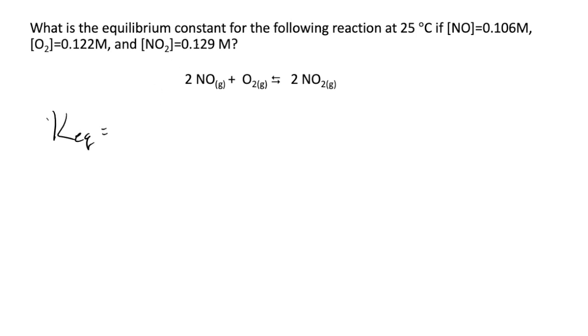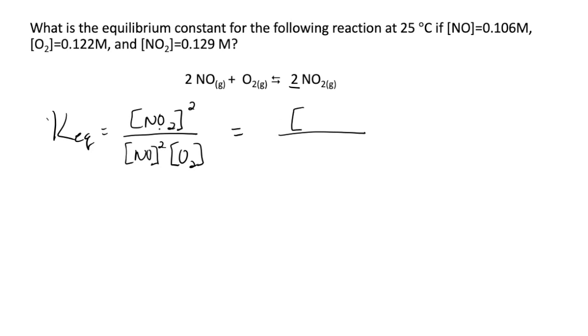So in this case, our product is NO2 raised to the second power because we have a coefficient of 2. In our two reactants, we have NO raised to the second power times O2 just raised to the first. At this point, since we have our equation, it's just a plug and chug.